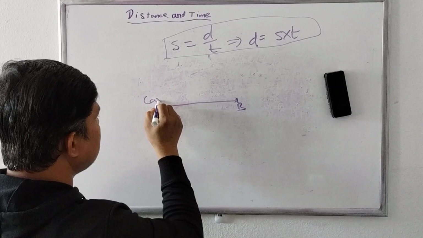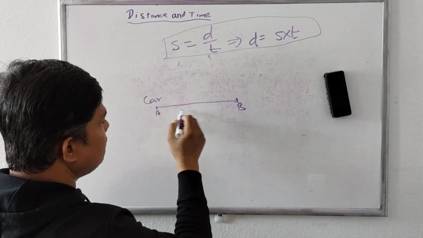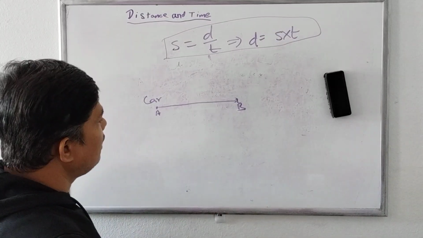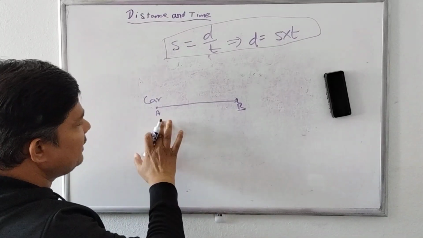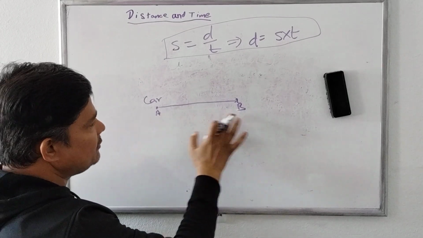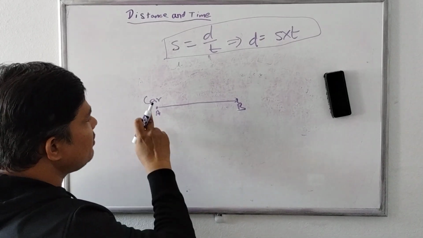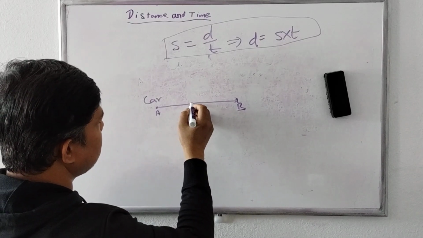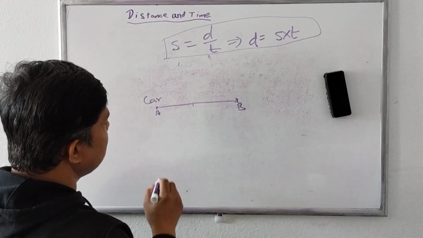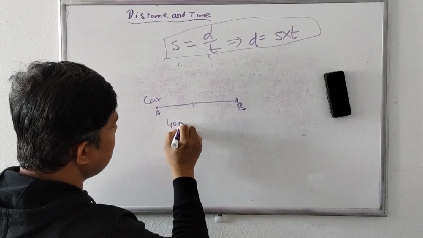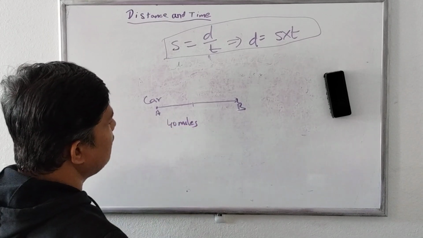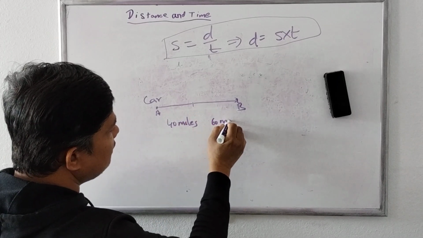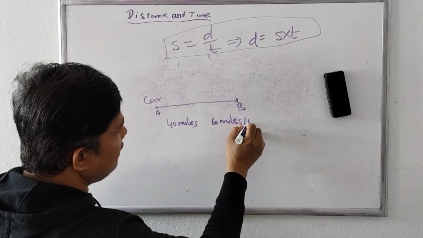So this car travels. We don't know the distance between place A and place B. What we know is that this car traveled for half of the distance at 40 miles per hour and the other half of the distance at 60 miles per hour.